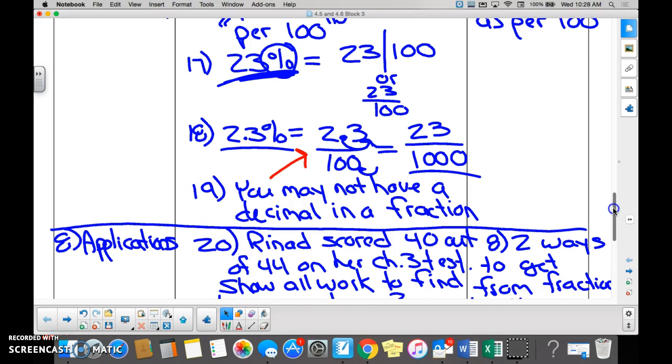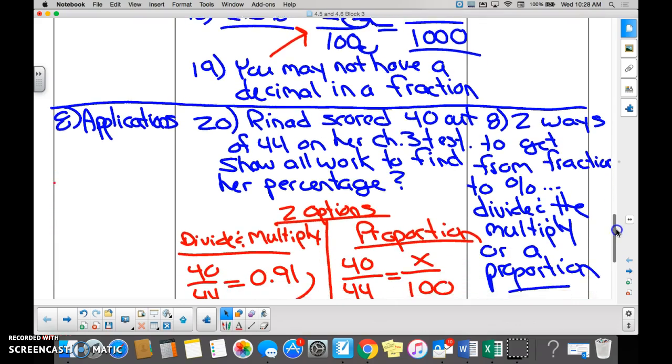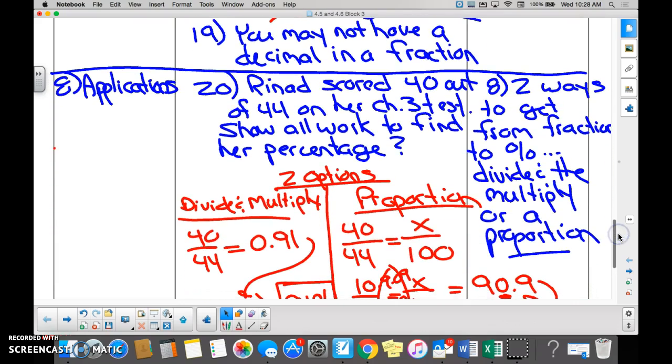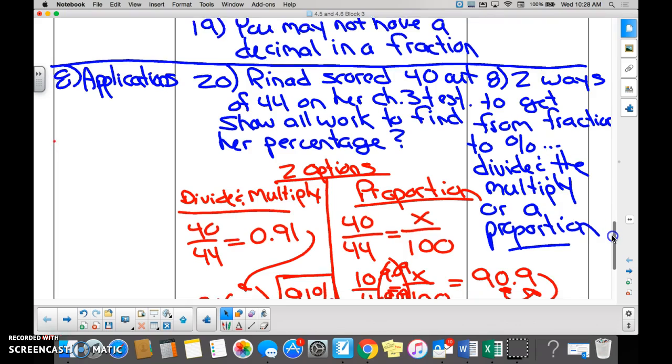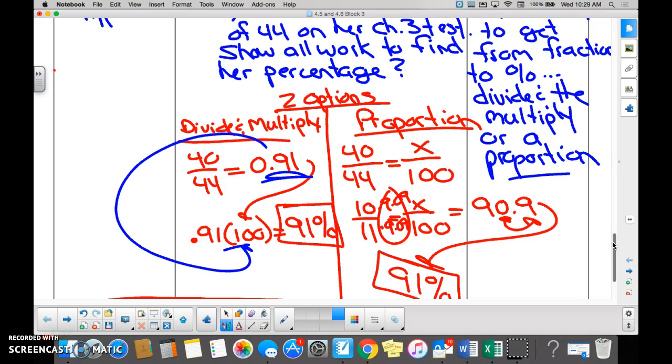And then number 8 would be Renat's score on her test, which was a really good score. 2 ways to do it. Because we are giving you a fraction, you need to go to a percent, right? So you go to the fraction to percent process, and we said there were 2 things you could do. You could divide to get a decimal, and then take that decimal and multiply it by 100. Or you could set up a proportion. If she got 40 out of 44, that is equal to this percent out of 100. Questions?